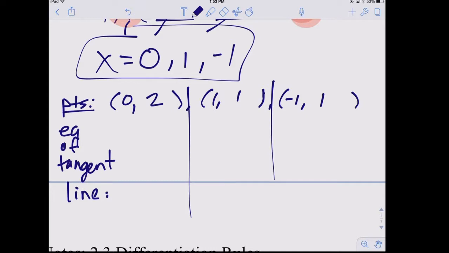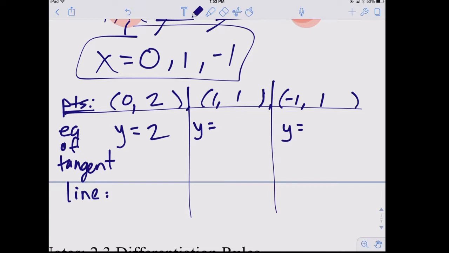It's just the form y equals. You don't even have to use Taylor form. You can just say y equals. Now, what would be the equation of the horizontal line that passes through the point 0, 2? Y equals 2. Very good.